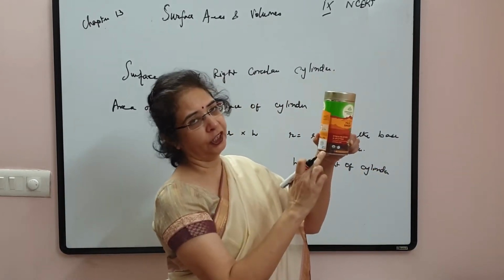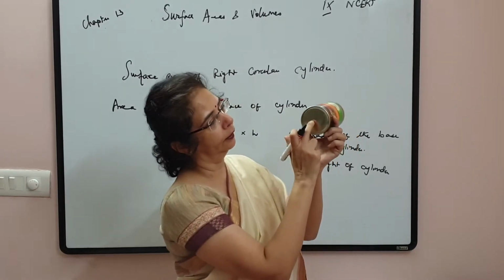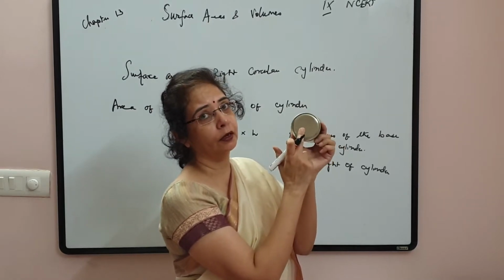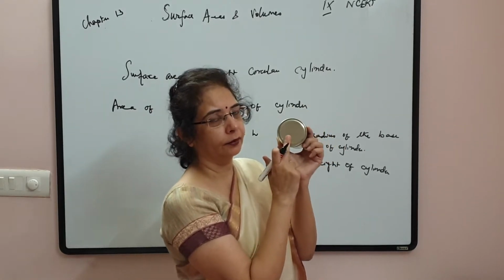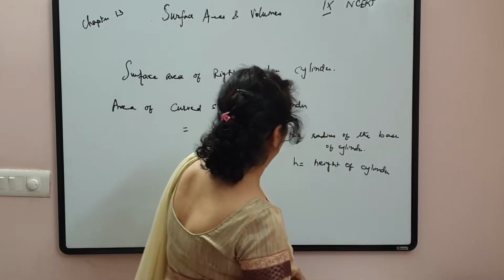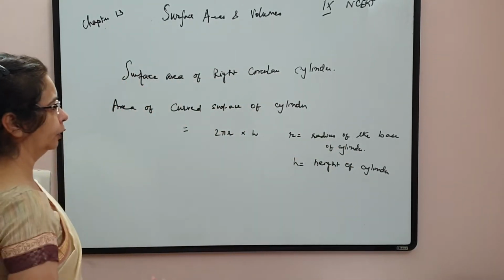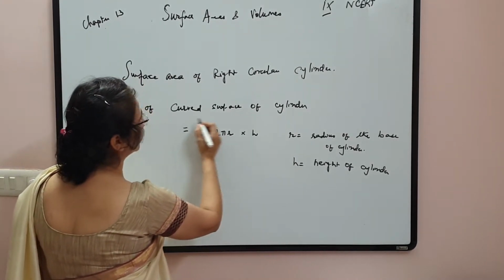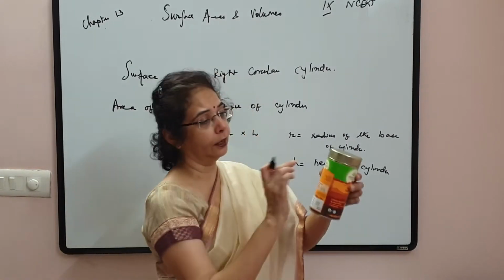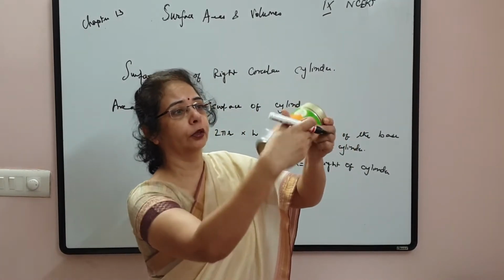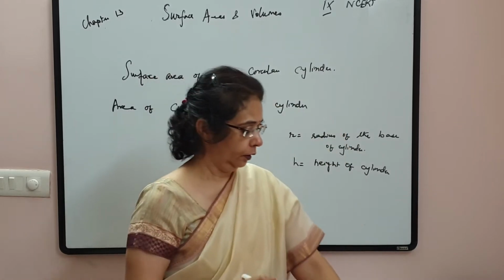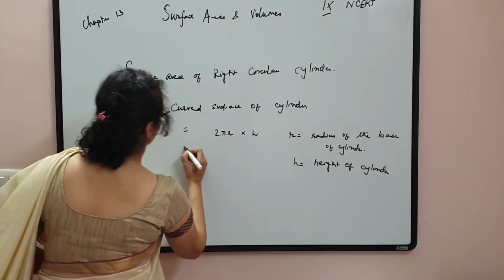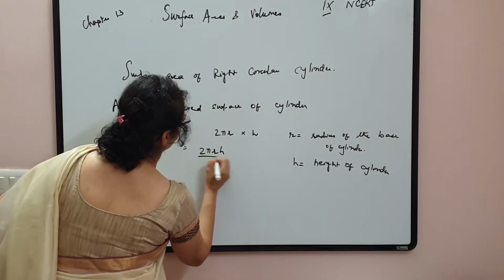What is the height? This is h, the height of the cylinder. Radius is the radius of the base of the cylinder. Okay. So h is the height of the cylinder. R is the radius of the base of the cylinder. When you multiply the two, you get the surface area of the curved surface of the cylinder. That is the surface area of this portion, okay? So the area of the curved surface of the cylinder is 2 pi r multiplied by h, which is 2 pi r h, right?